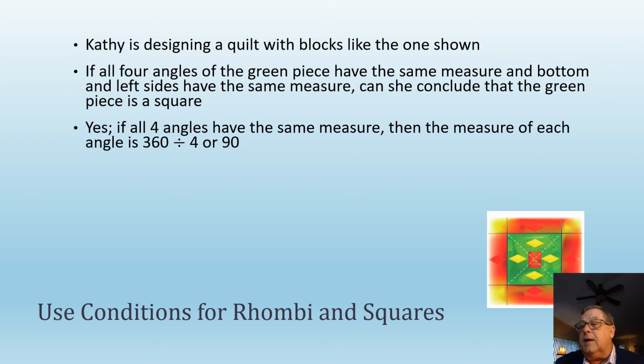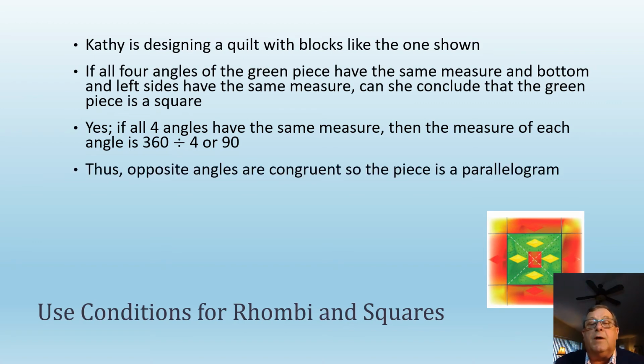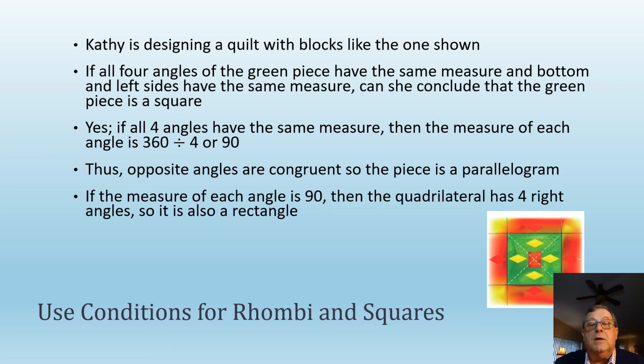Now that means what? That it is at least a rectangle, right? All four angles have the same measure, so we got that far. Now, if the opposite angles are congruent, well, the piece is a parallelogram. If all four are the same, then obviously the opposites have to be congruent. So we've gone from a quadrilateral to a parallelogram. We also know it's a rectangle at least. If the measure of each is 90, then the quadrilateral has four right angles. It's a rectangle. We've already stated that.